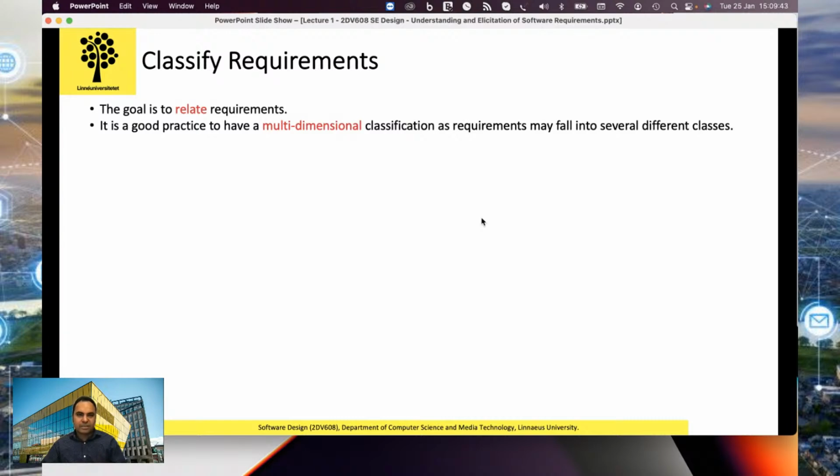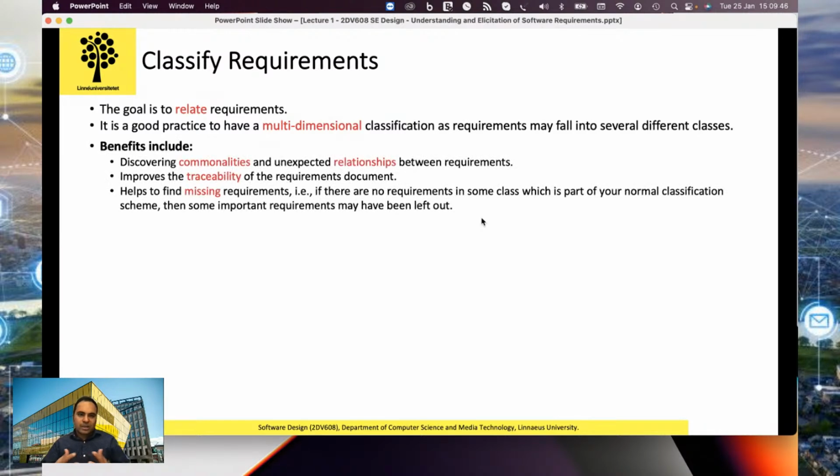And talking about classifications, it's also good to classify requirements. Requirements can be classified according to different criteria. The benefit of classifying requirements is that you can group requirements based on commonalities or relationships between the requirements. Not only that, it's also easy to trace the requirements in the requirements document. And if you classify requirements properly, it might eventually help you identify some of the missing requirements also.